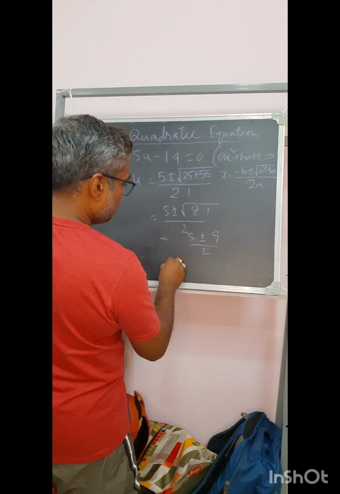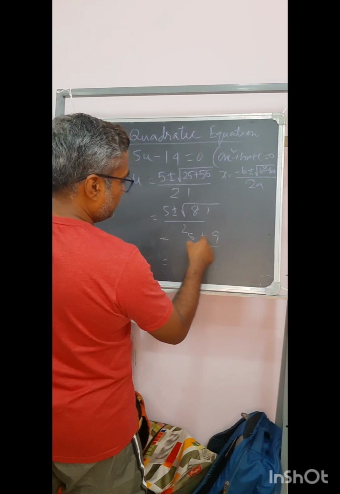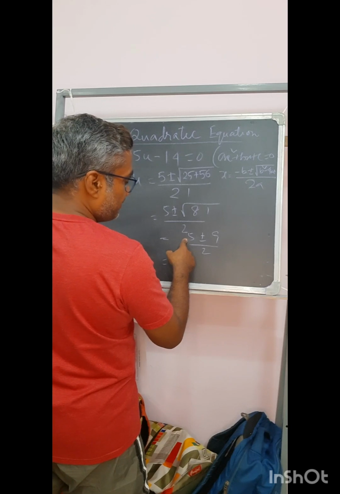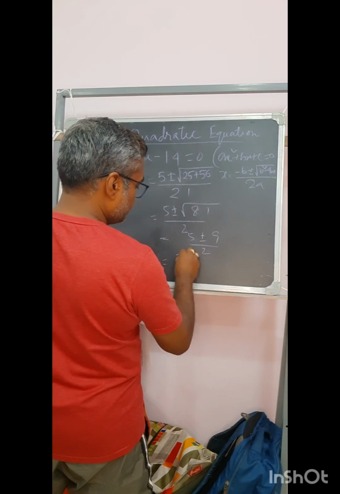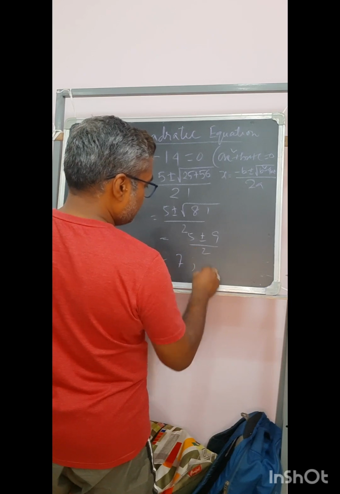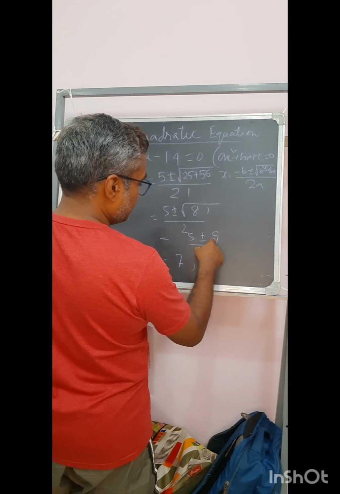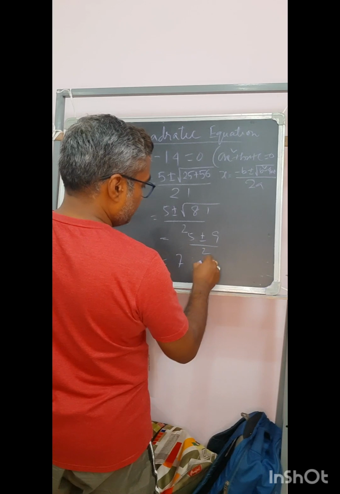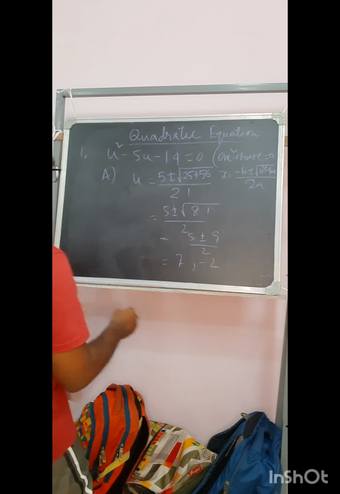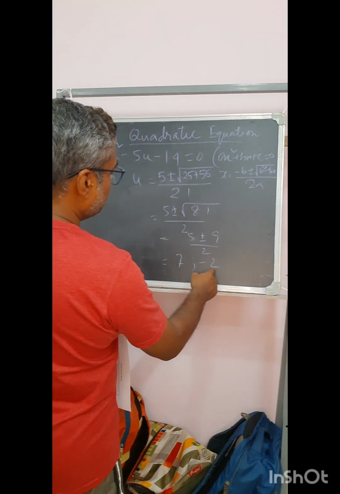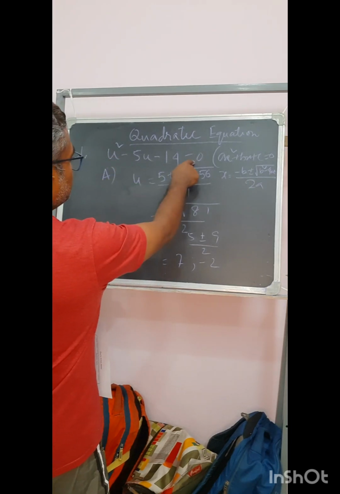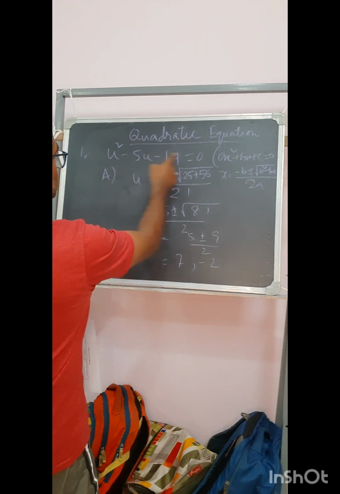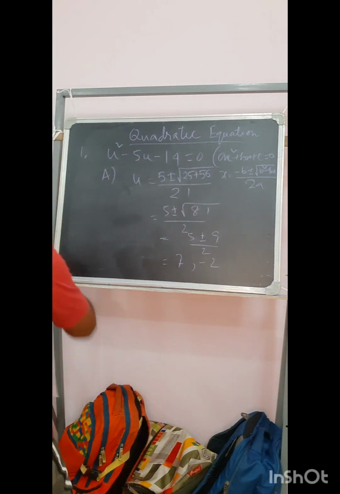If I take plus, 9 plus 5 is equal to 14, 14 by 2 is equal to 7, and the other answer, if I take minus, 5 minus 9 is minus 4, by 2 is equal to minus 2. So you can see the two values are 7 and minus 2. If I put 7, you will get 0. If you put minus 2 also, you will get 0. So this is process A.